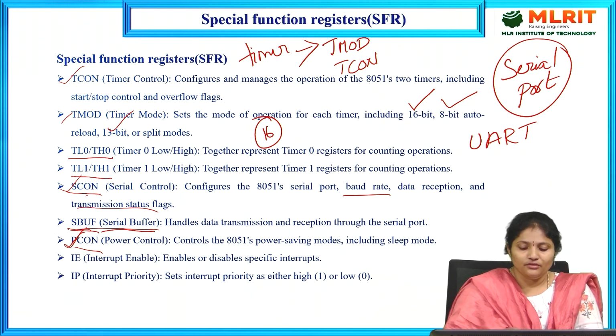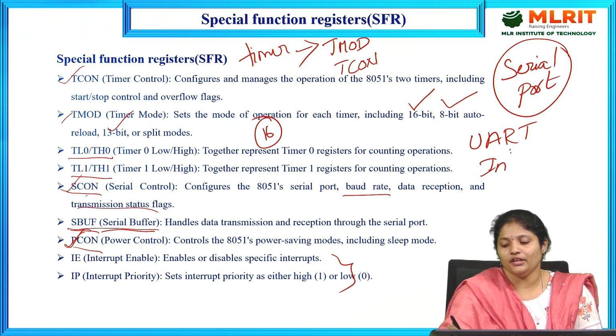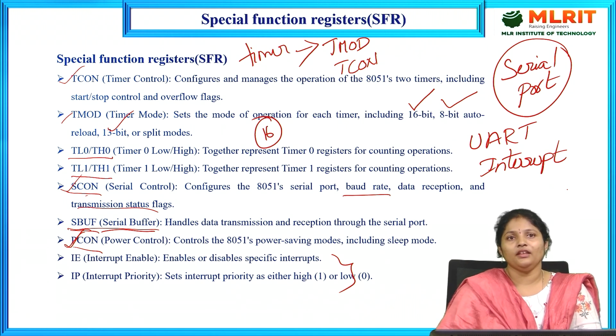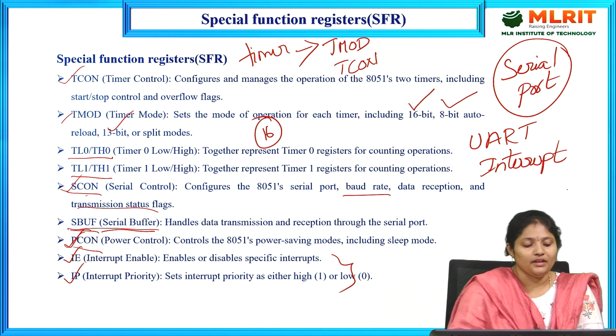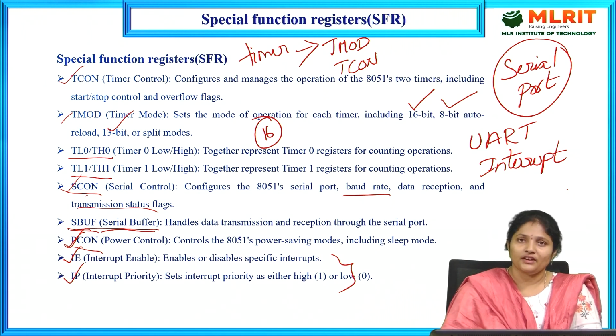Coming to these two registers, IE and IP. As I already told you, we have interrupts, so there is an interrupt block in the 8051. In the interrupt block, there are two special function registers, IE and IP: interrupt enable and interrupt priority. As I already told you, there are 5 interrupts, right? 2 external interrupts and 3 internal interrupts.